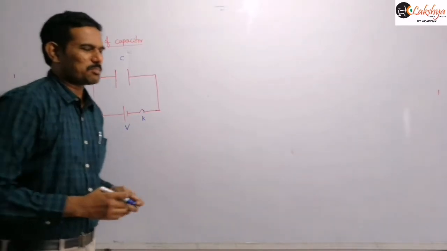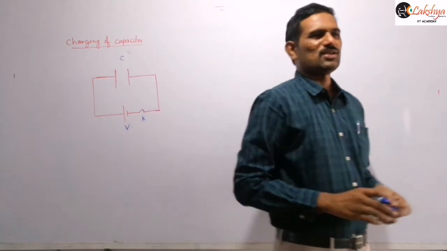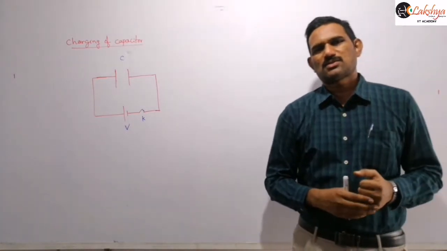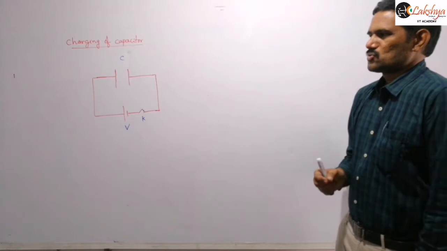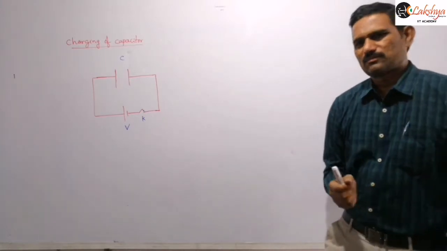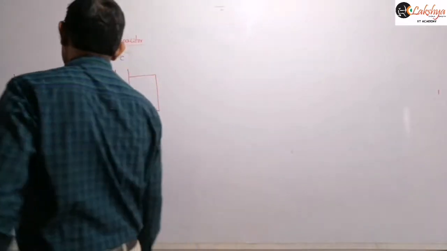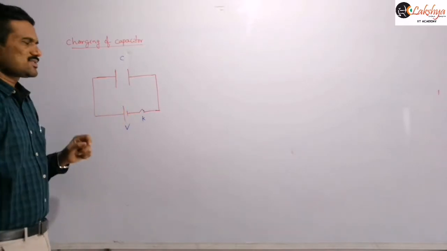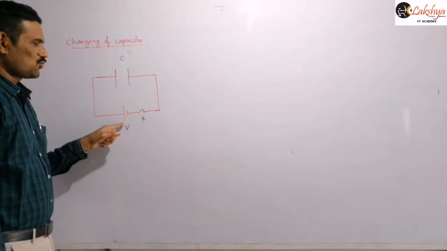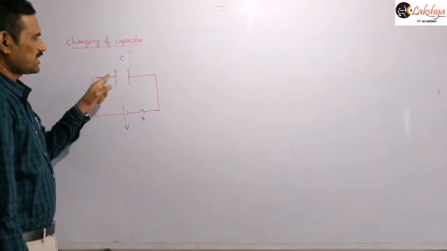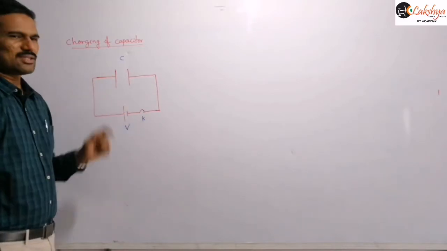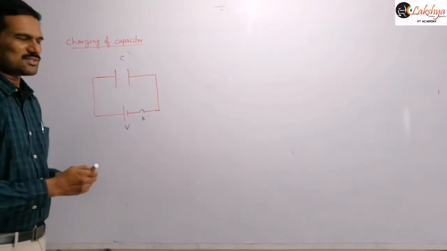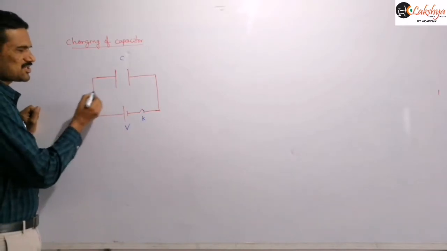Then what will happen? Let us think first of all. Initially we are taking the capacitor to be a neutral capacitor. So let us think what will happen here. Initially it is neutral, which means it is at zero potential. Once we close the circuit, this plate will get a positive potential and this plate will get a negative potential. That means across this battery some potential difference is there, and so the charges start flowing here.